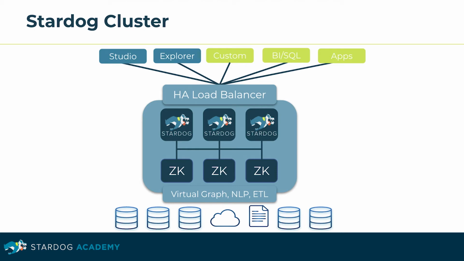Now on the bottom end, we have virtual graph, natural language processing, and ETL for our data sources. And these may be connected to Stardog in all forms or fashions. And there is not one correct answer in terms of how much virtual graph or how many documents get NLP'd in, or the type of ETL pipeline. And these will all be very specific to the customer environment and the types of data sources that you might have there.